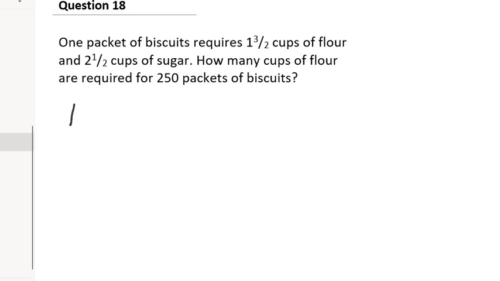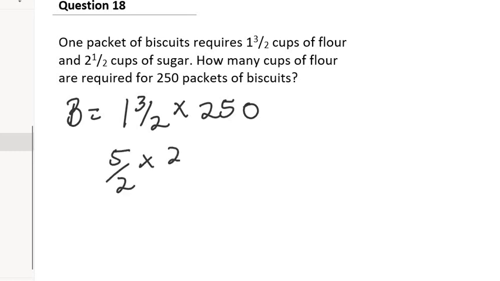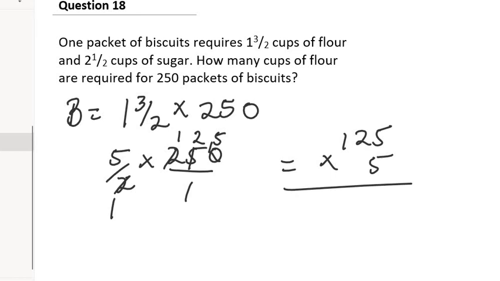One packet of biscuits, let B stand for biscuit, equals 1 3/2. 250 packets of biscuits, you multiply by 250. 2 times 1 is 2 plus 3, 5/2 times 250/1. 2 into 5, 2, remainder 1. 2 into 10, 5. So our answer will be 125 times 5. 5 times 5, 25. 5 bring 2 here. 5 times 2, 10 plus 2, 12. 2 bring 1 here. 5 times 1, 5 plus 1, 625 cups of flour. So this is flour.